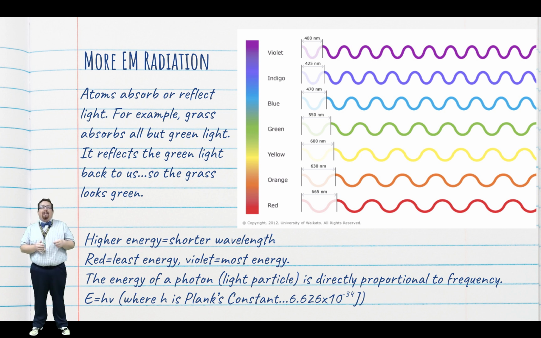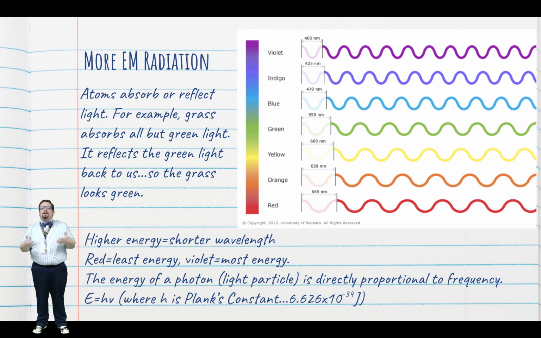Atoms are really good at absorbing only specific wavelengths of light. When white light hits an object, the light that doesn't get absorbed by that object's atoms is reflected back. That's the light that we see through our eyes. So for example, grass absorbs all of the colors of white light except green. It reflects that green light back to us, and that's why the grass looks green to us.